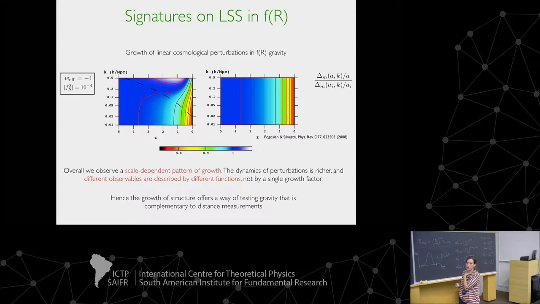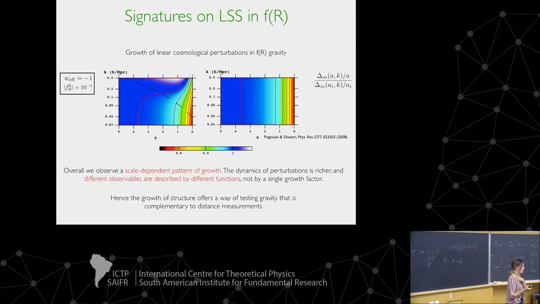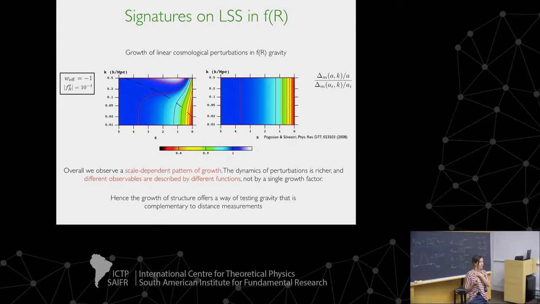So in lambda CDM, if you solve the exercise for the growth rate, you see that delta grows linearly in the scale factor during the matter domination, and then starts slowing down when acceleration kicks in.